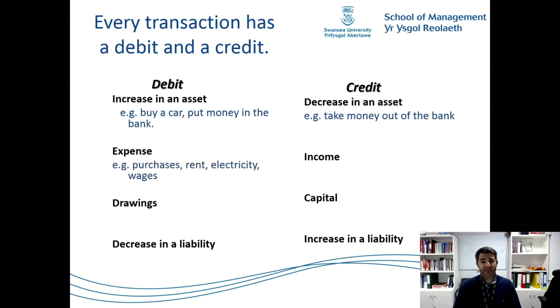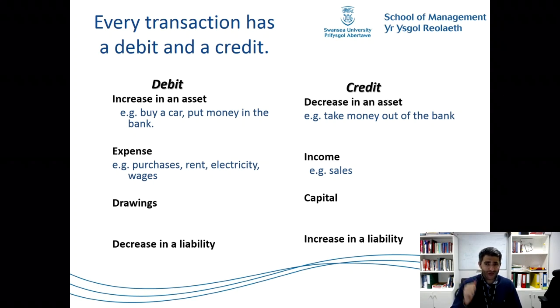The second rule is the expenses. Any type of expenses you have in the transaction should be recorded on the debit side, such as rent, electricity, wages, purchases, petrol, etc. The opposite of expenses is income and sales, which should be recorded on the credit side. Any type of income, any type of sales should be recorded on the credit side. And remember, the opposite of sales is purchases. All the purchases, and all the expenses, should be recorded on the debit side.